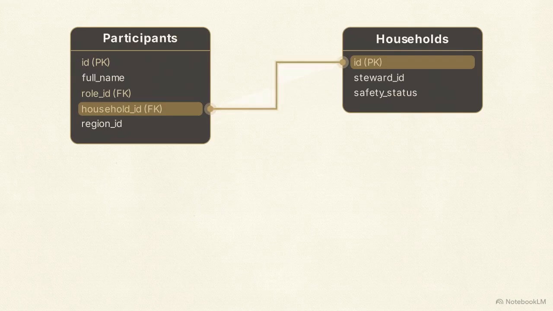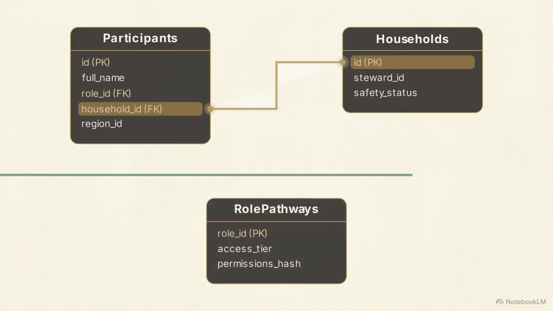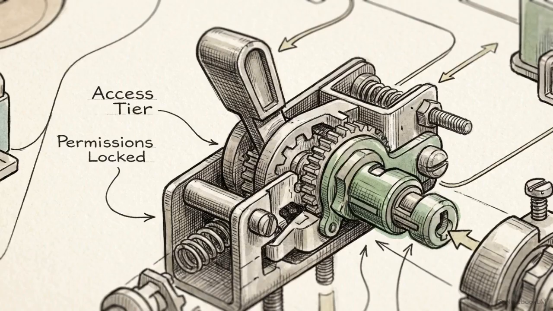This relational link structurally ties parents to youth teams, enforcing oversight mathematically. The role pathways table provides the foundation for strict role-based access control. Rigorous database design is the only way to guarantee safety and consistency in AI-generated applications.